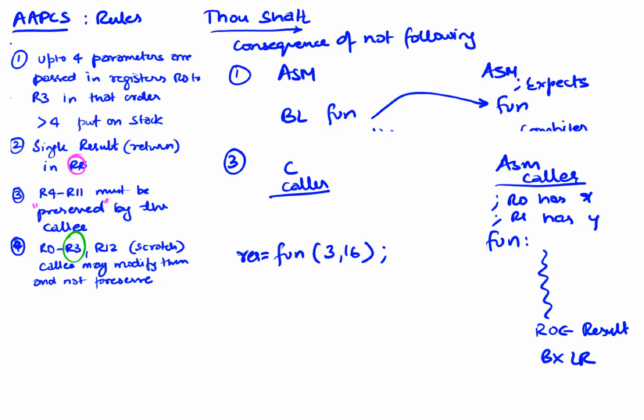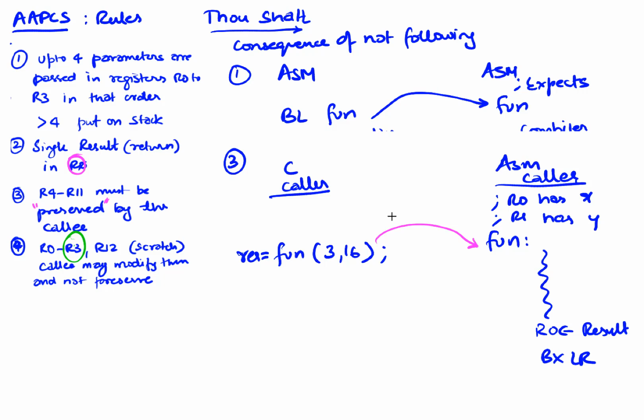Yeah. So let's think about it. So I made this call here, right? And so now when I made it, clearly I put this one in R0, and this is C. The C compiler is written by a rule following piece of software.